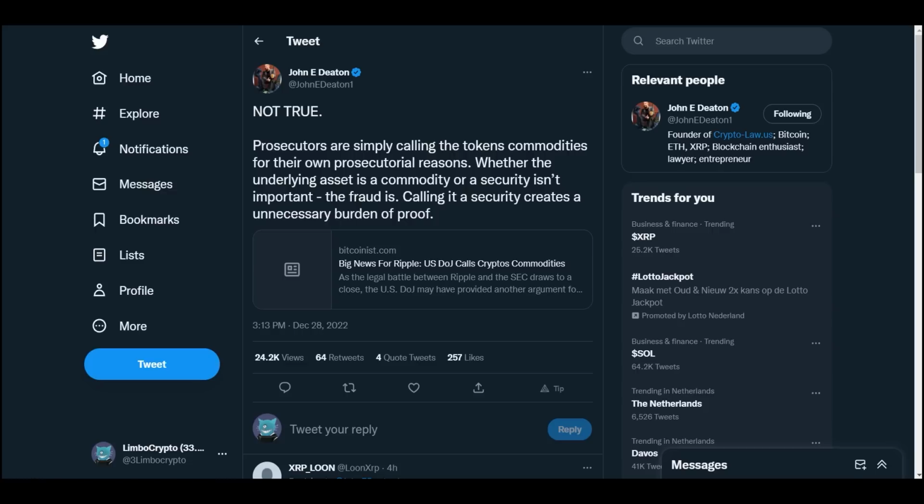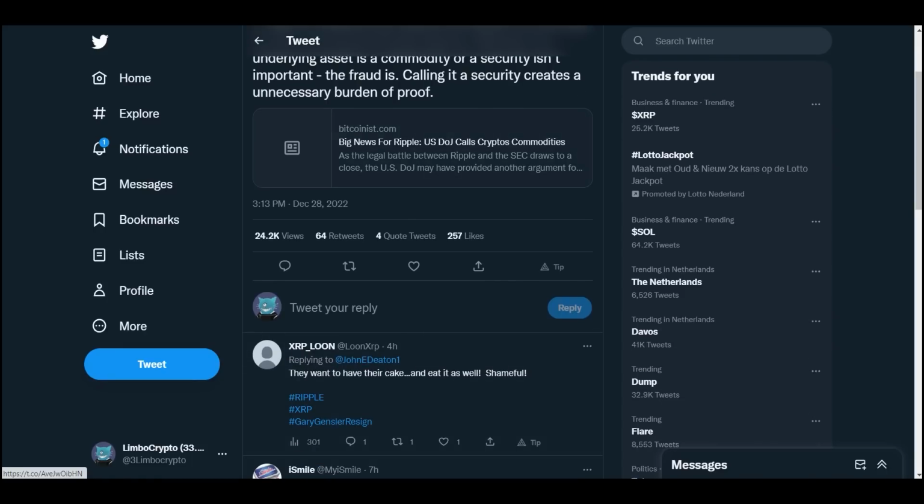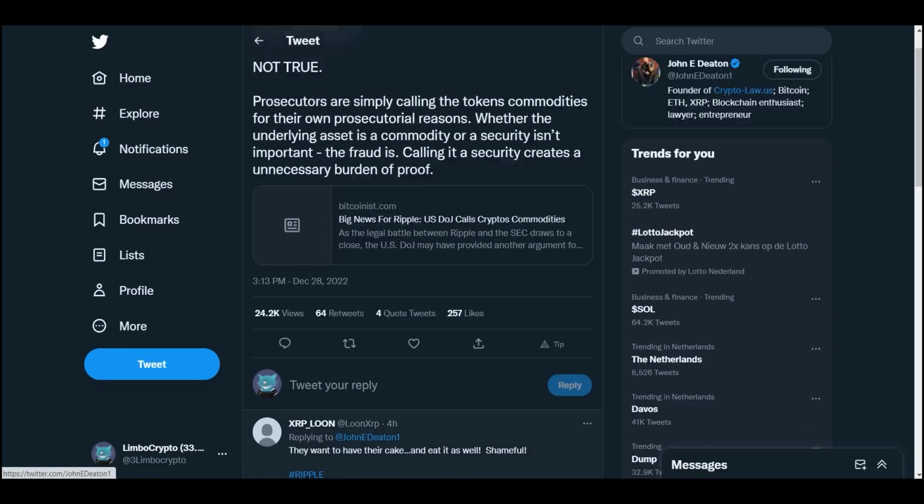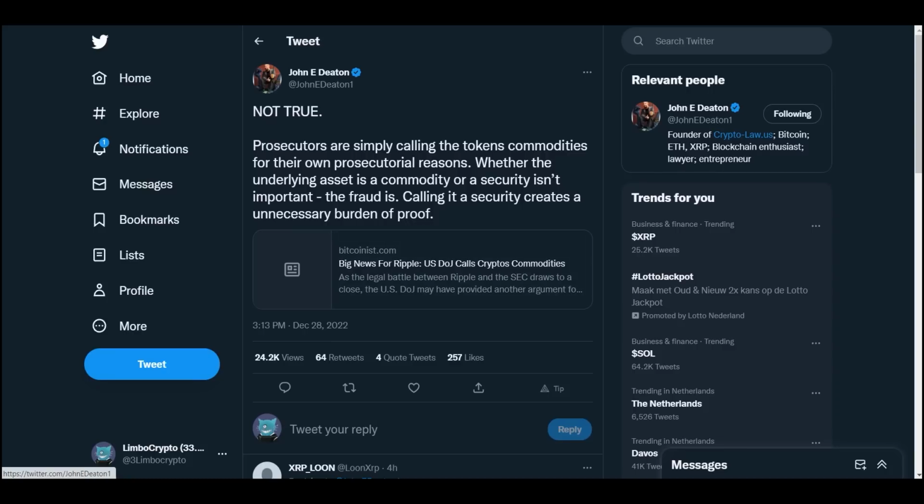Not true. Prosecutors are simply calling the tokens commodities for their own prosecutorial reasons. Whether the underlying asset is a commodity or a security isn't important. The fraud is. Calling it a security creates an unnecessary burden of proof. Very well said by Johnny Deaton. They just try to get things under their jurisdiction so they can handle it and make money off it, right?